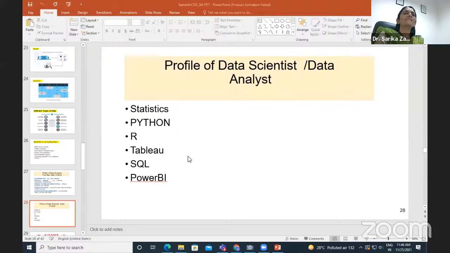So at least a minimum of 2 to 3 tools you must be familiar with. Even though a company may not use that tool, they take the interview on whatever skills you have, and they can understand that you can easily switch over to the new tool. So Tableau also is very good.